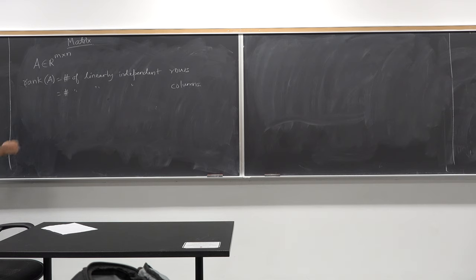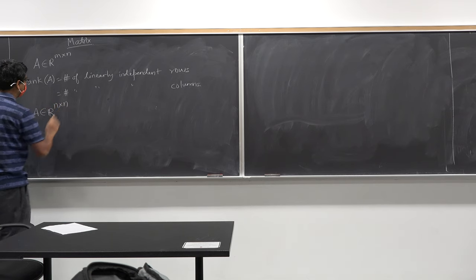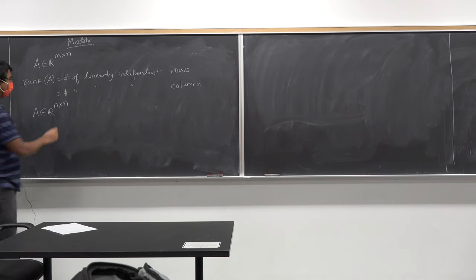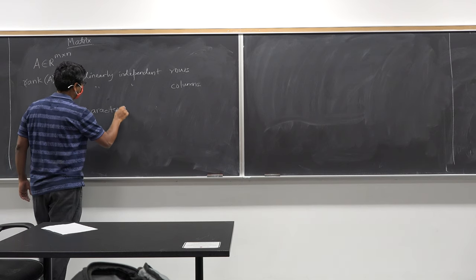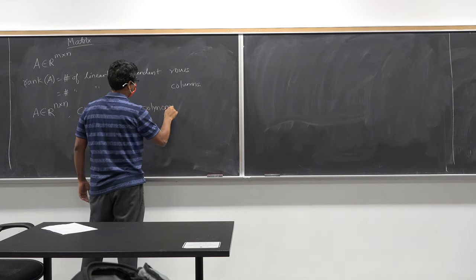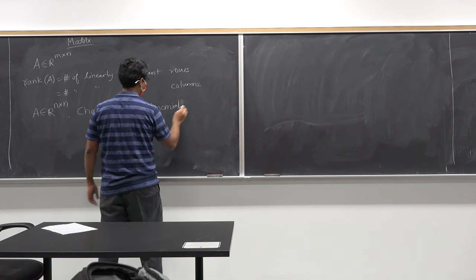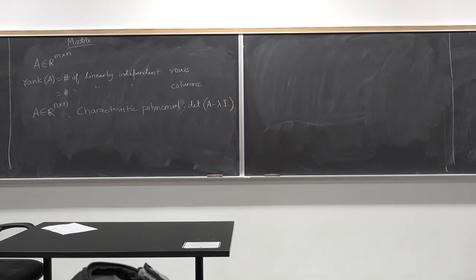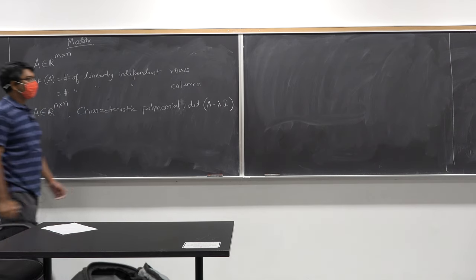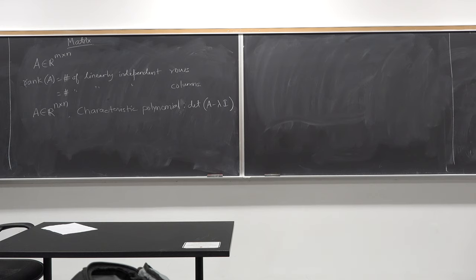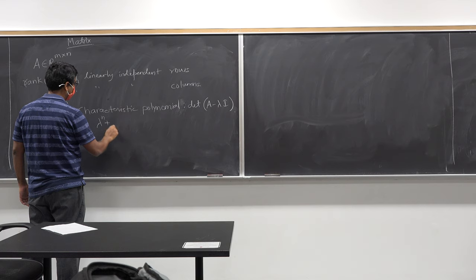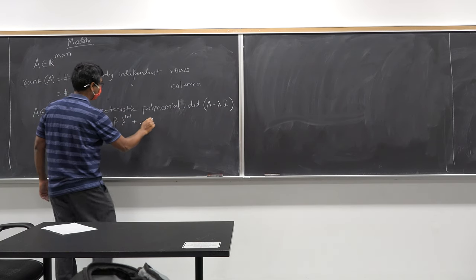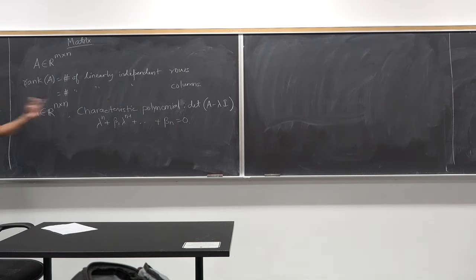Now let's consider a square matrix. I can define the characteristic polynomial of this matrix as the determinant of A minus lambda I. Lambda is the variable here, and if I take the determinant of A minus lambda I, what I get is a polynomial of degree n in lambda, known as the characteristic polynomial. So it would look something like lambda raised to n plus beta 1 lambda raised to n minus 1 plus ... plus beta n equals 0.